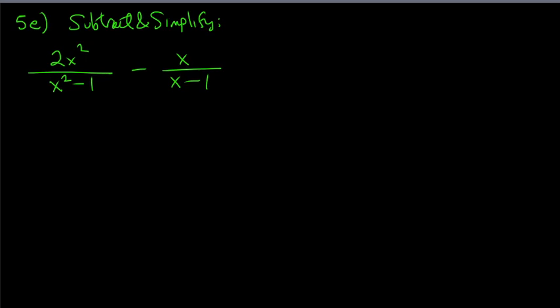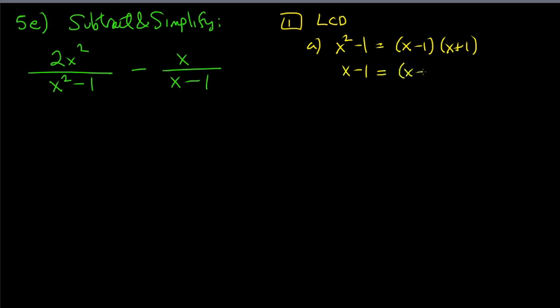All right, 5E, subtract and simplify 2x squared over x squared minus 1 minus x over x minus 1. Again, seems simple enough, but let's go through the steps. We have to find the LCD. So the first denominator is x squared minus 1, and that factors as x minus 1 times x plus 1. The second denominator is x minus 1, which is prime. It doesn't factor at all.